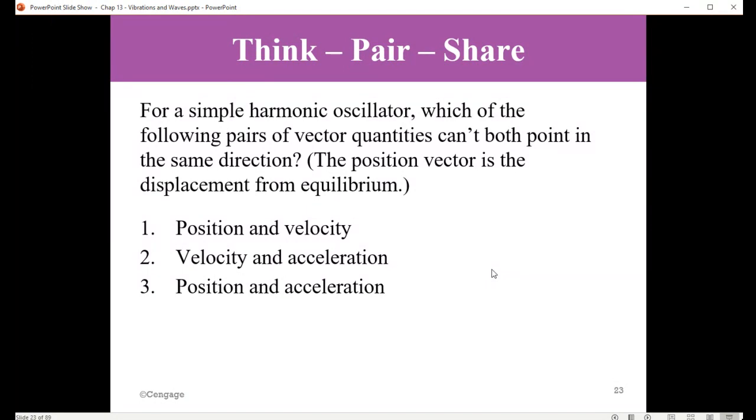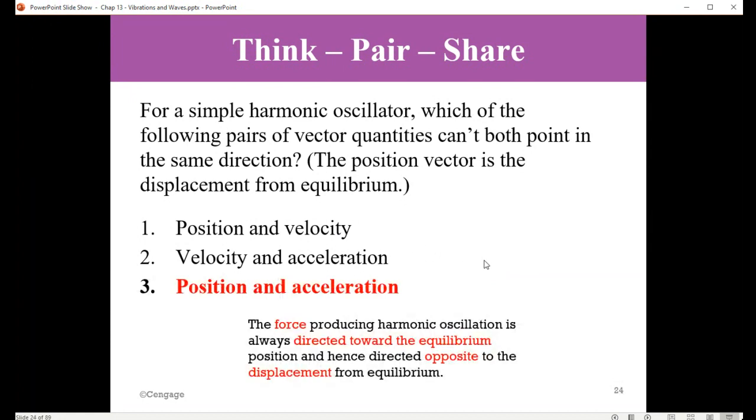Thank you, Victor. Lindsay, what would you say? Any suggestion? In fact, it's not number 1, because position and velocity, most of the time, are in the same direction. But position and acceleration, as I explained earlier, position, that is x, and a will always be opposite to each other. The force and the displacement will always be opposite to each other. Okay, thank you.